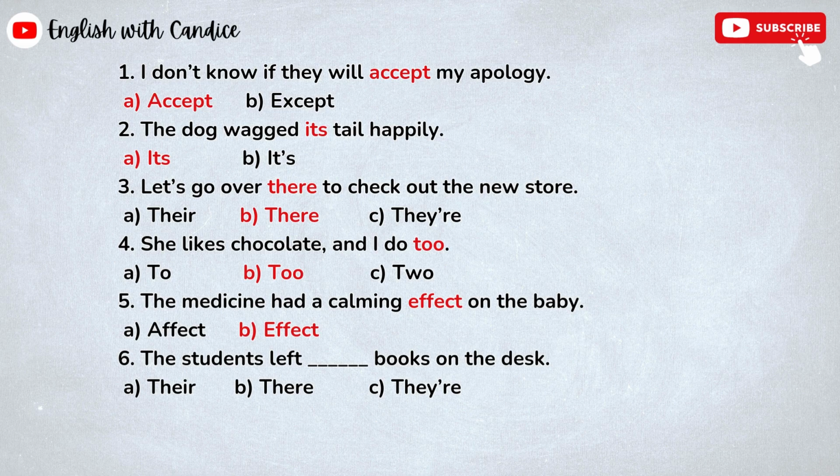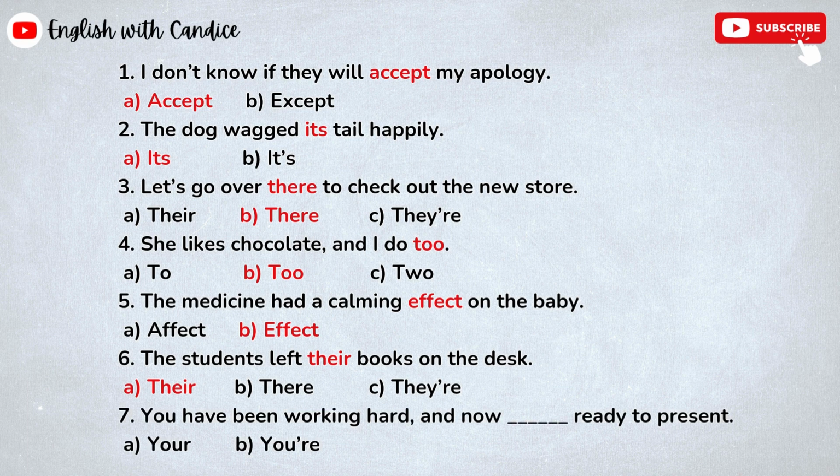Sentence number 6. The students left their books on the desk. Which there are we using, A, B, or C? It's A. A is a possessive pronoun showing that the books belong to the students. Remember, for B, this refers to a place, and for C means they are. So we must choose A.